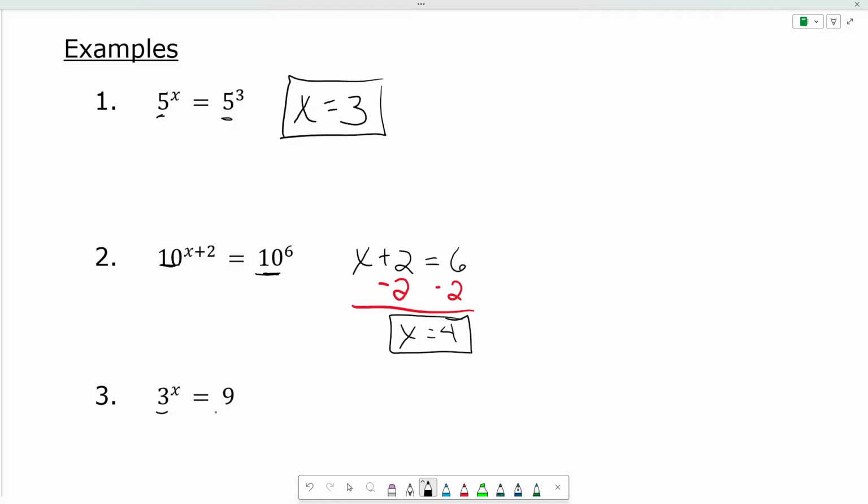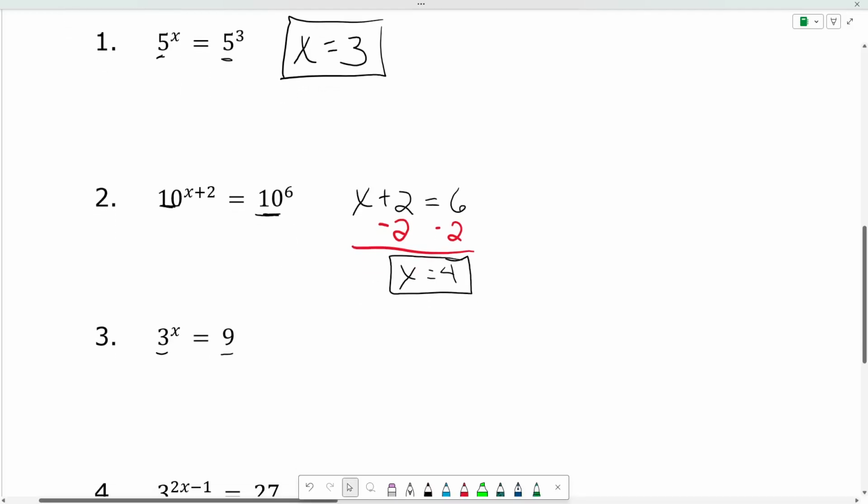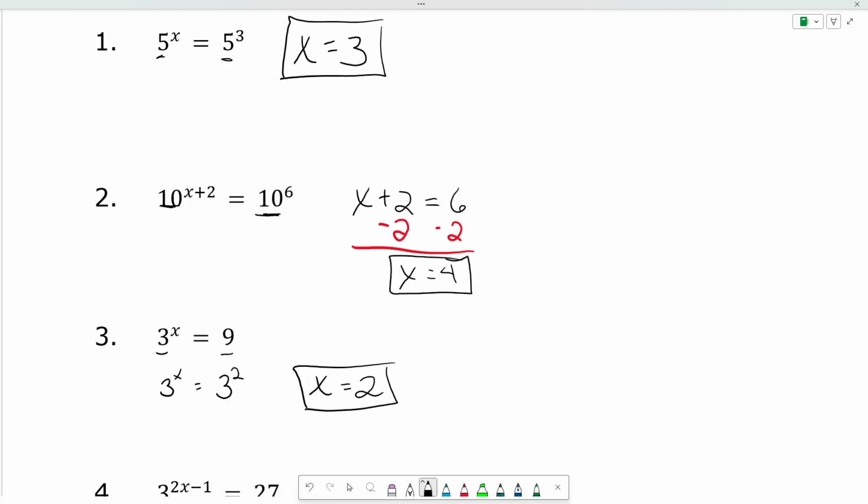Now, at first glance, these two do not have the same base. But remember that 9 is really 3 to the second power. Now they have the same base. Once they have the same base, I set the exponents equal to each other, and we see that x is equal to 2.